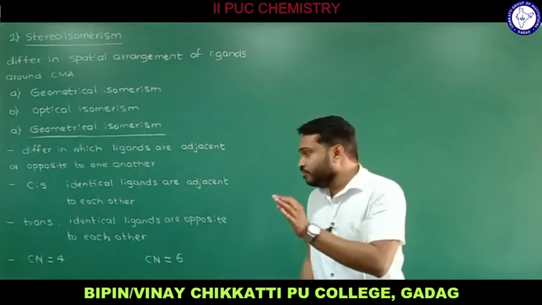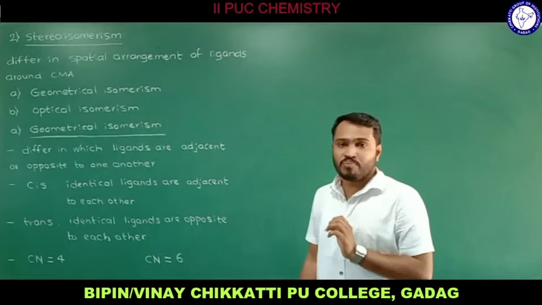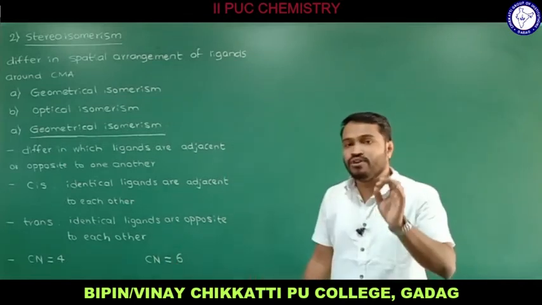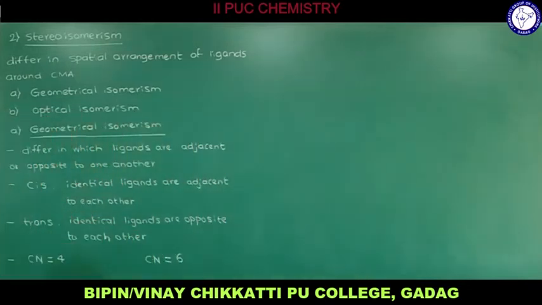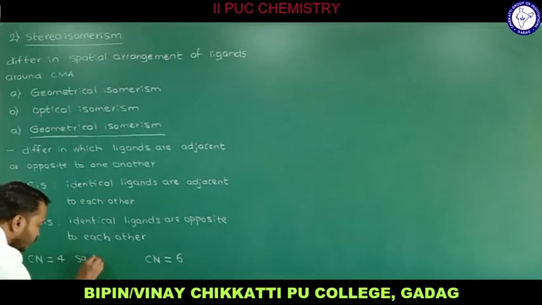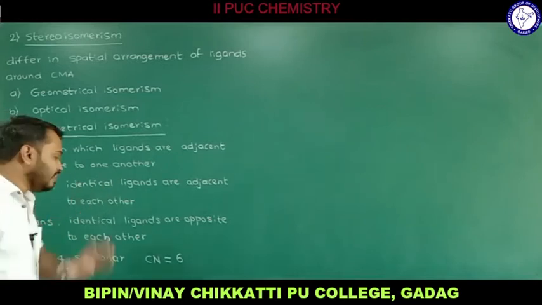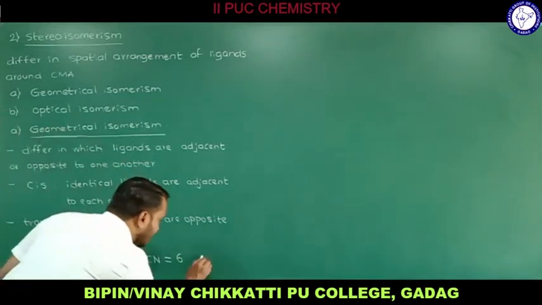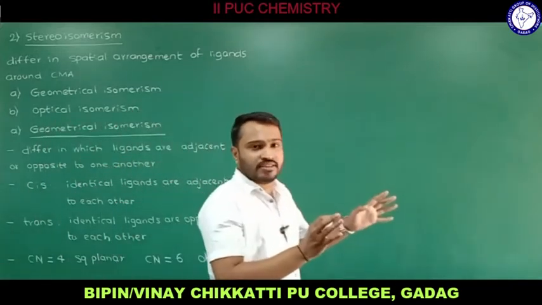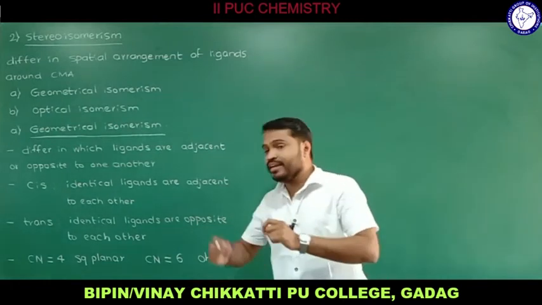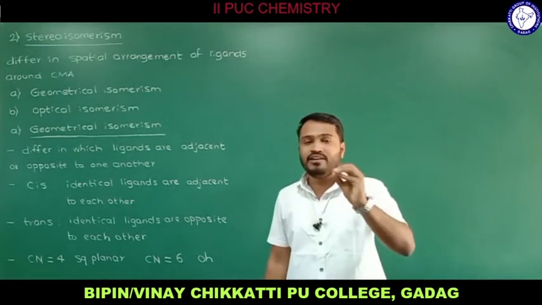If the coordination number is 4, then we have two possible geometries: one is tetrahedral and one is square planar. If the coordination number is 6, we have only one kind of geometry, that is octahedral. Out of these, the complexes with square planar geometry show geometrical isomerism, but not tetrahedral geometry. So complexes with coordination number 4 with square planar geometry and coordination number 6 with octahedral geometry are supposed to show geometrical isomerism.